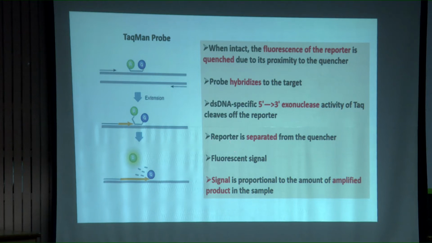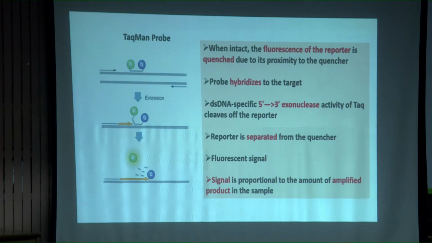So what happens? The reporter is separated from the quencher. The consequence of this separation is that it emits signal, because it is no longer quenched by the quencher, which is removed with the help of the 5' to 3' exonuclease activity of the very same Taq enzyme. Try to understand, this is so important. The signal is nothing but the freely available fluorescent molecule, captured by the very same camera you kept on top of the machine.